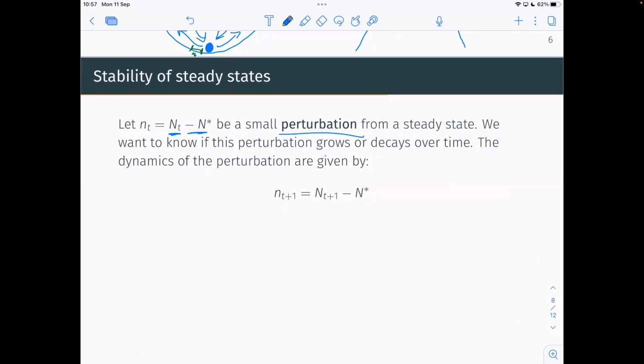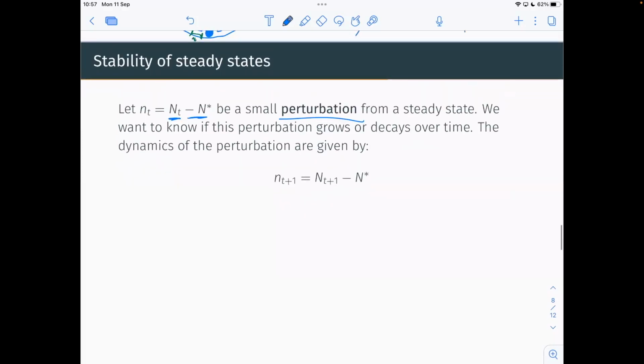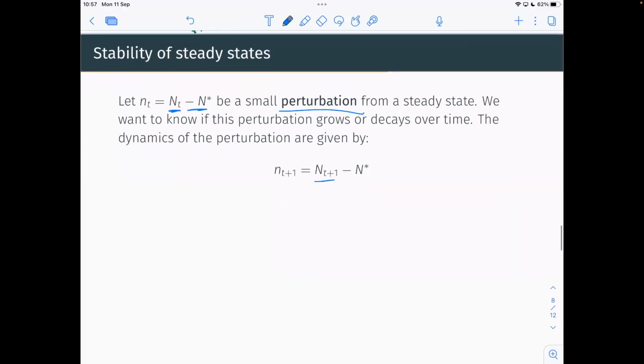Okay, so let's think about the dynamics of this perturbation. What's it going to be in the next time step? So little n t plus 1. Well, we just take our population size at time t plus 1, minus n star, which is a constant. It's just a number, okay? 100 individuals, say. We just stay there.